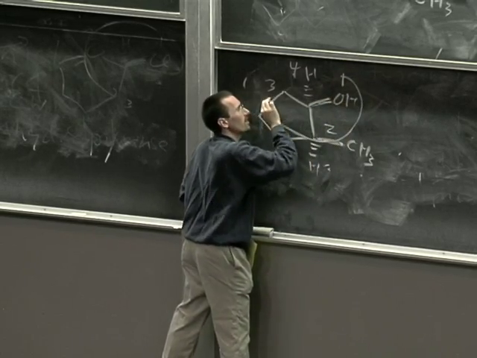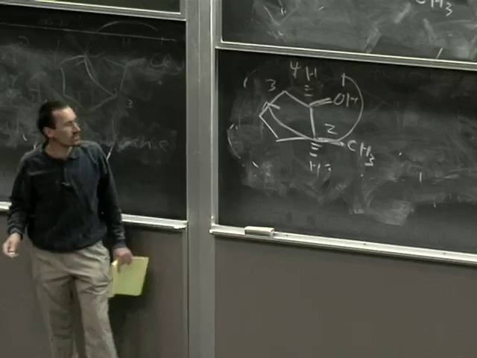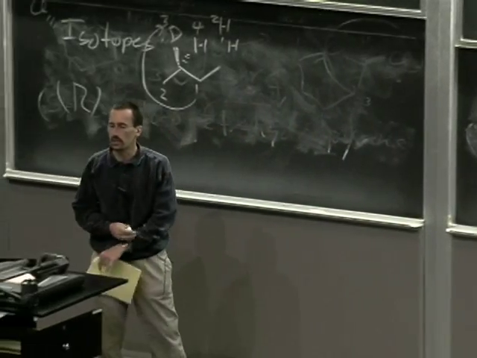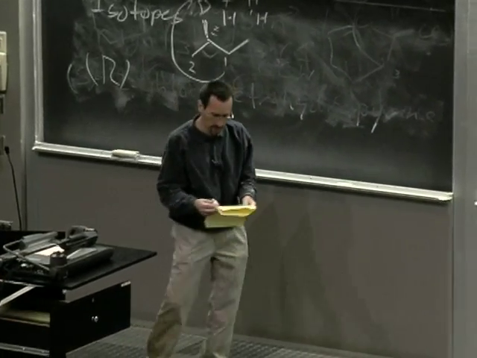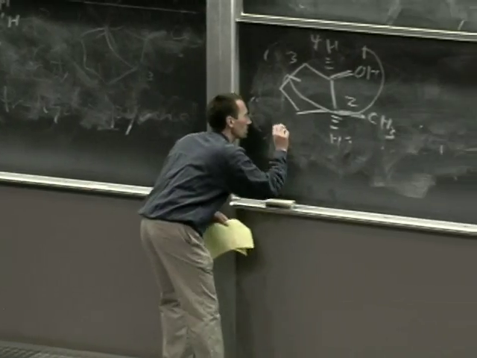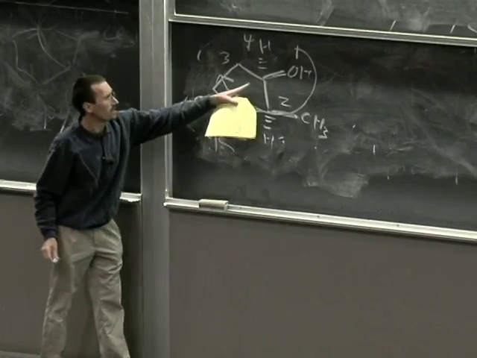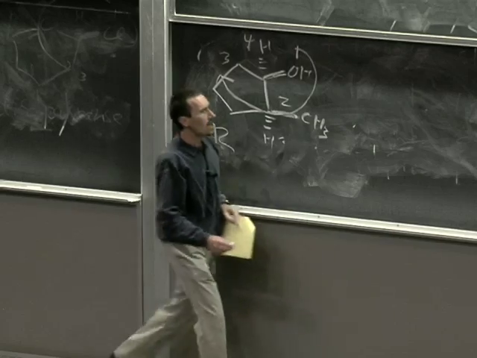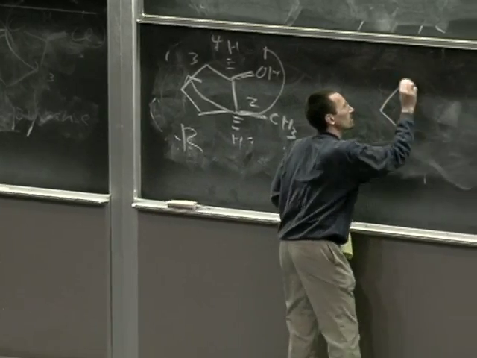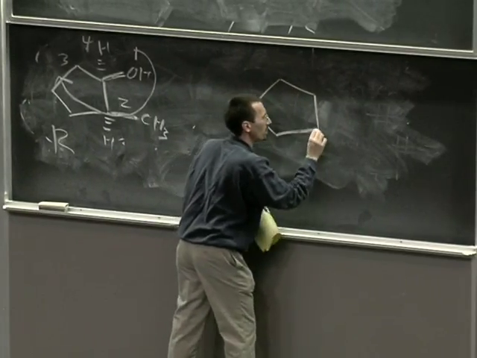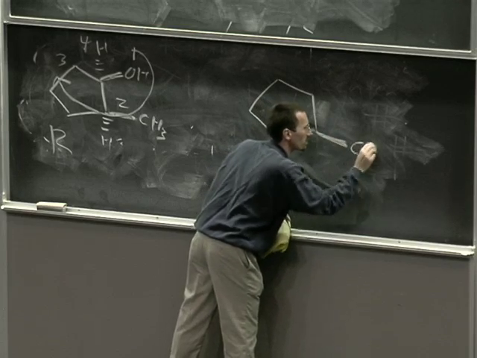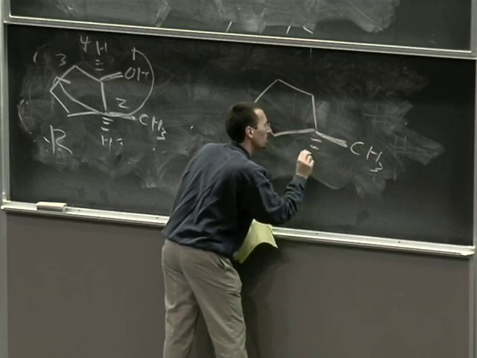We're sighting down the bond to the hydrogen, the lowest priority substituent. So this stereocenter is R. That's this stereocenter. I'm going to redraw the molecule, same molecule, but now we're going to focus on the other stereogenic center.